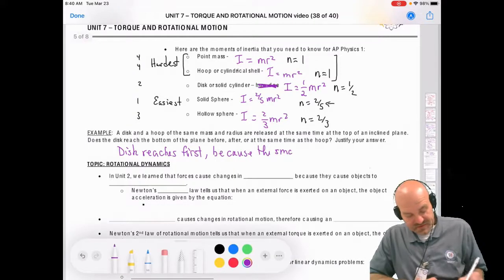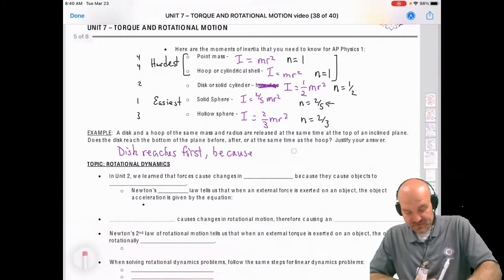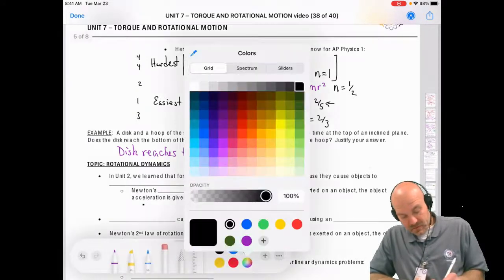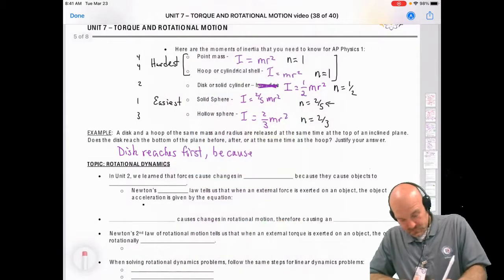Sorry, my sentence structure is not making sense right now. It would help if I had the pen.